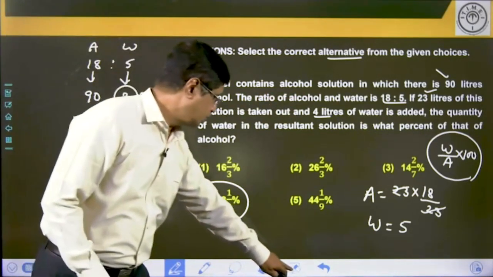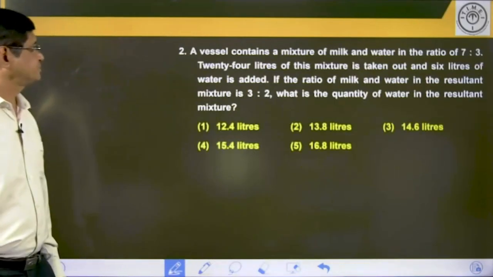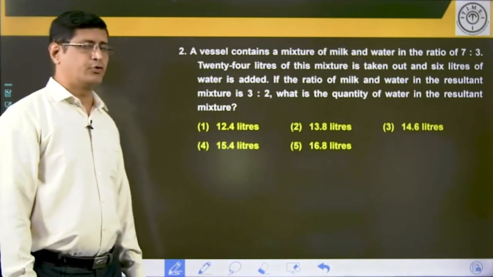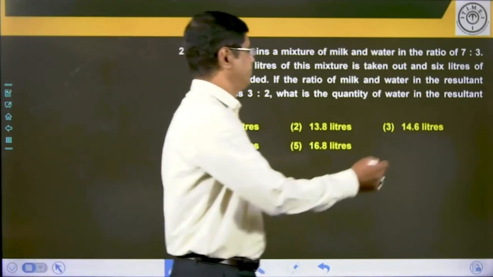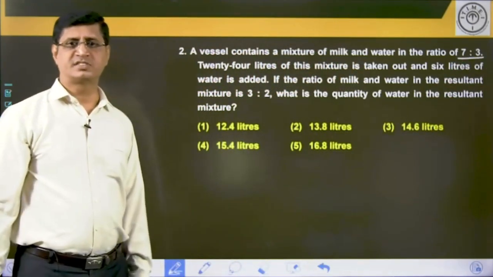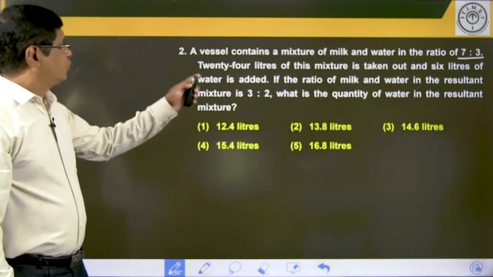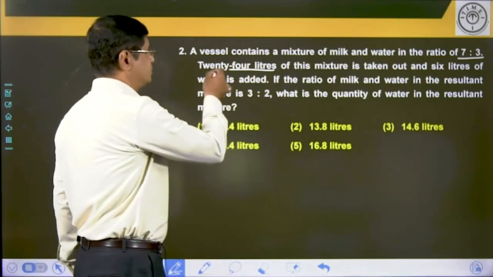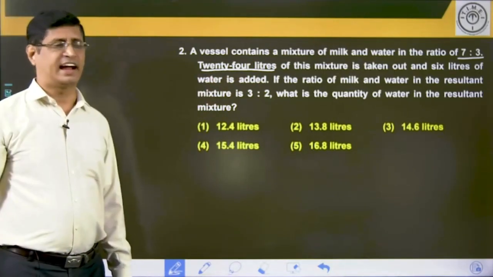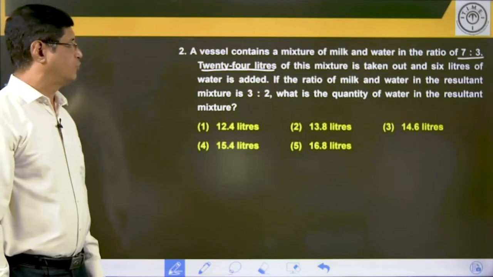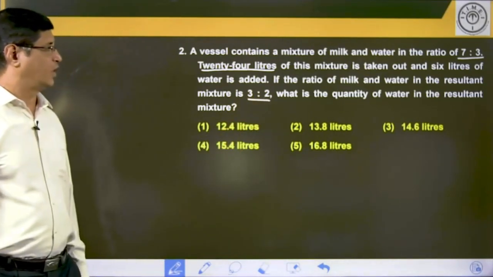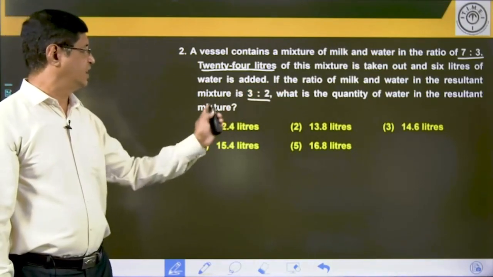Okay, now let's move on to the next question. A vessel contains a mixture of milk and water in the ratio 7:3. So milk and the water ratio is 7:3. 24 liters of this mixture is taken out and 6 liters of water is added. The ratio of milk and water in the resultant solution is 3:2. Now what is the quantity of water in the resultant mixture?